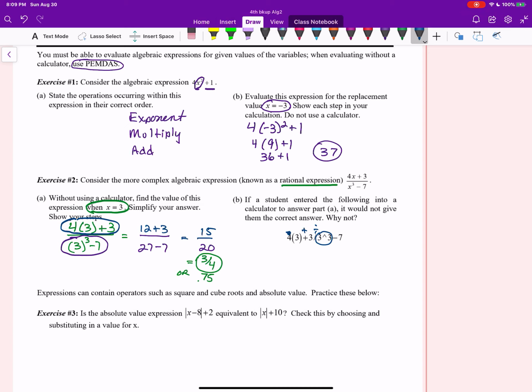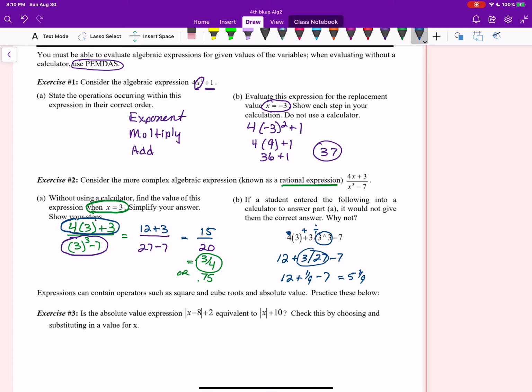All right, so 3 raised to the third is 27. Then we would have the multiplication, 4 times 3 is 12, plus 3 divided by 27 minus 7. And then the calculator would do this division. And 3 divided by 27 is simply the fraction 1/9. So 12 plus 1/9 minus 7 is not going to result in our 3/4. This is more like 5 and 1/9.